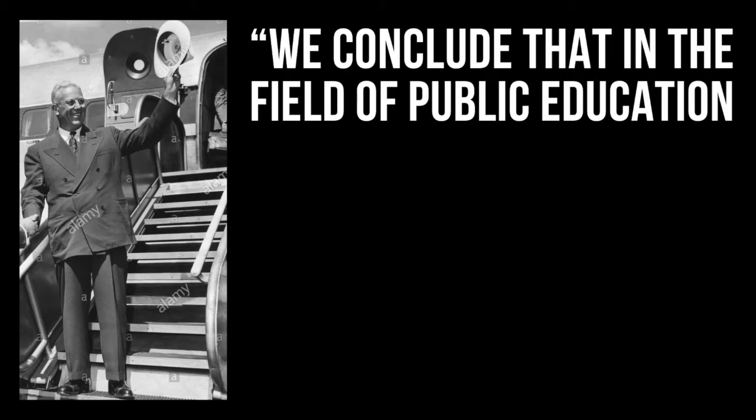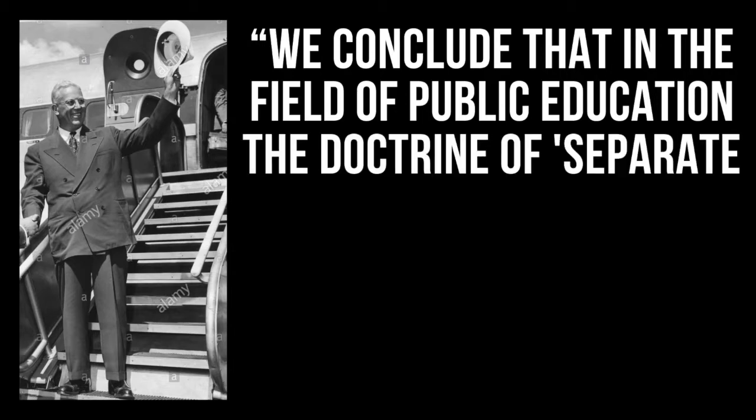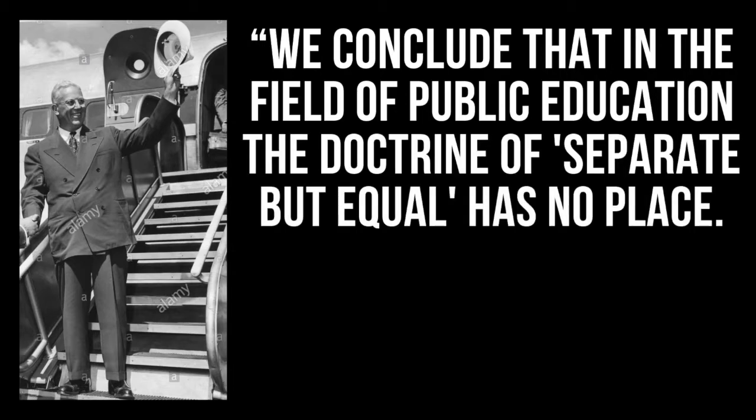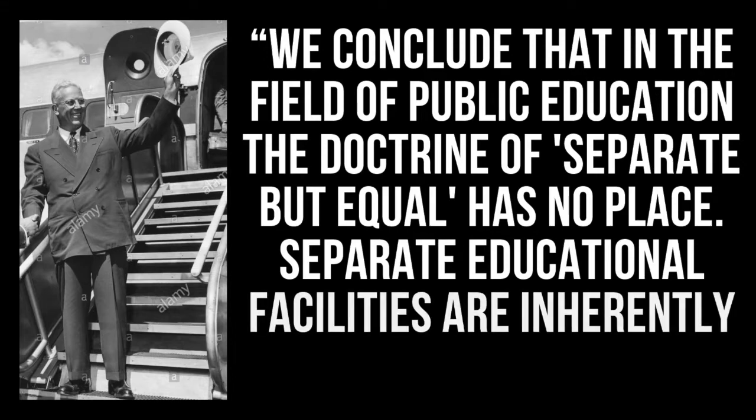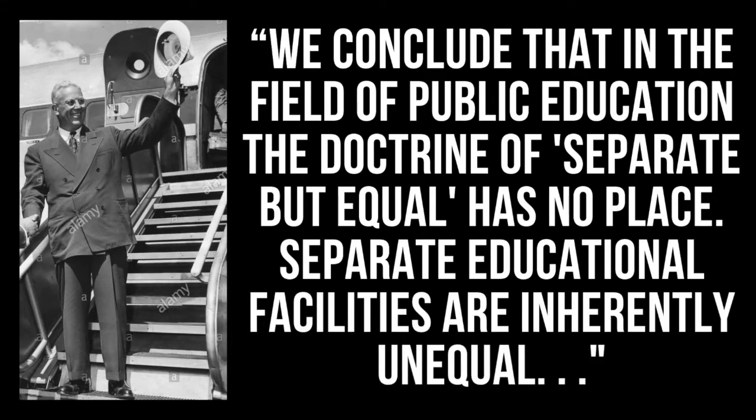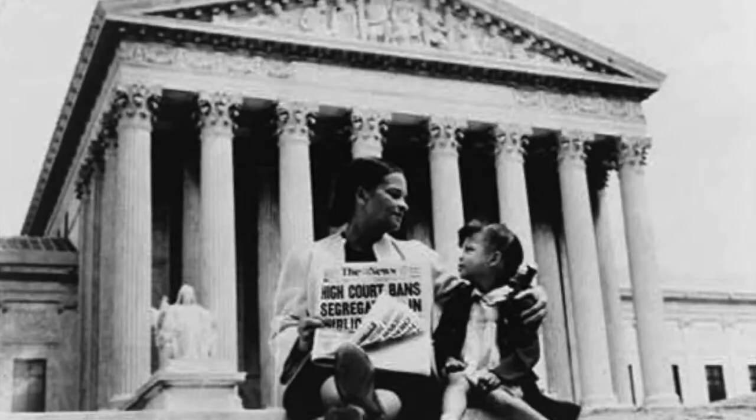On May 14, 1954, Chief Justice Earl Warren delivered the opinion of the court. He states that we conclude that in the field of public education, the doctrine of separate but equal has no place. Separate education facilities are inherently unequal. They won, and it was all because of little Linda Brown.